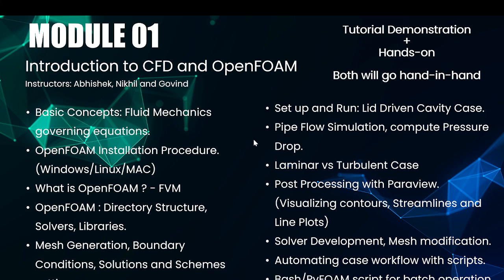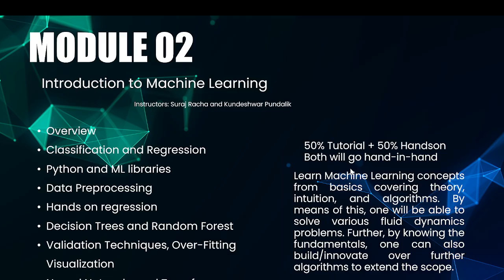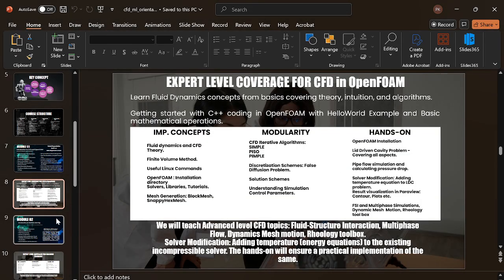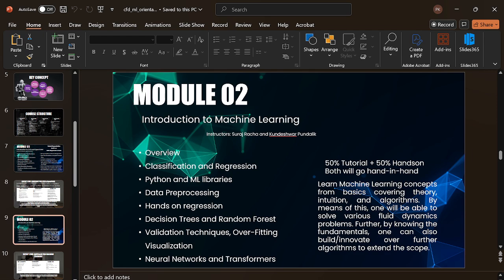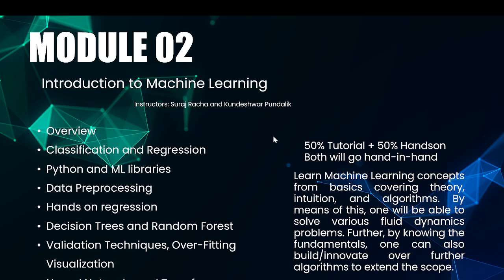Nikhil has spoken about how we are going to plan module one. These are the structure related to module one, and module two is covered by Surajji. Remember that Surajji and Kundeswar are both working on the Bharat Jet, which is one of the important projects that the IIT Bombay CST department is working on. They are members of that Bharat Jet project. They have very good knowledge about machine learning, both from the theoretical perspective and from the hands-on perspective. That is why we have asked them to cover this topic, that is module 2.